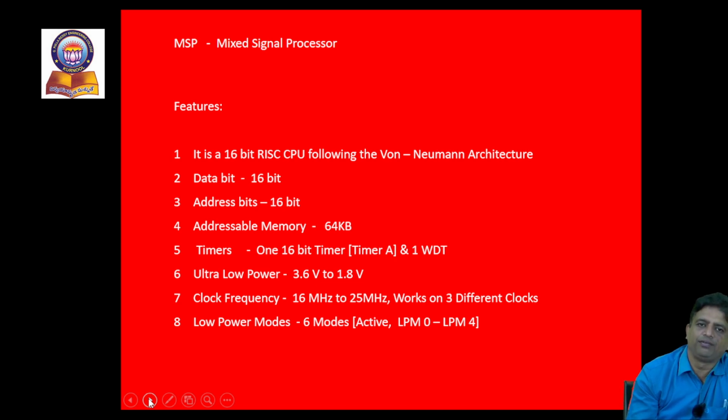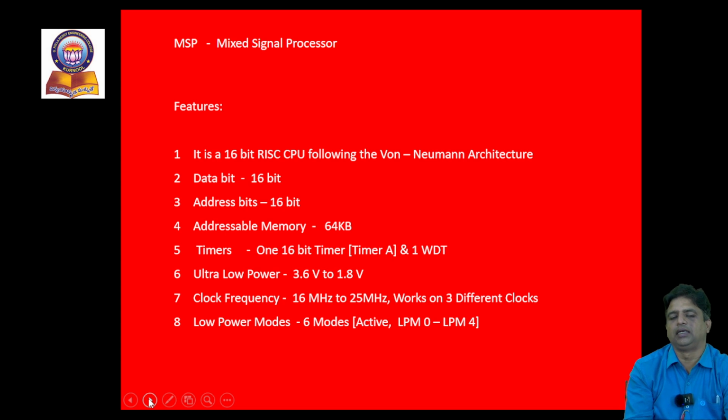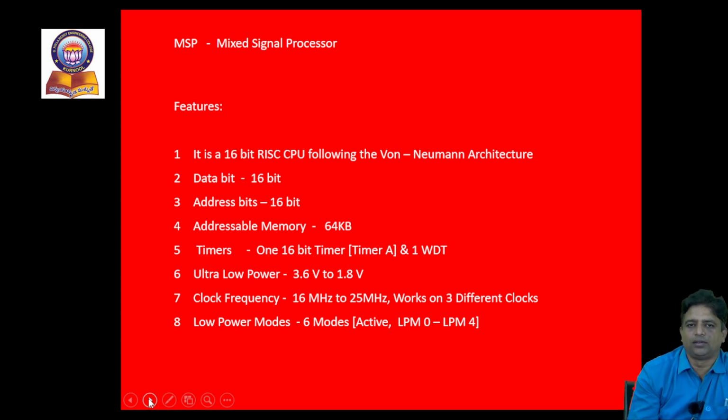If we had some idea about the 8051 microcontroller developed by Intel Corporation, ultra low power facility is provided with respect to MSP430. Earlier microcontrollers used to run around 5 volts DC. This microcontroller runs around 3.6 volts DC, and it can go down to 1.8 volts DC based on some enhancements in the versions.